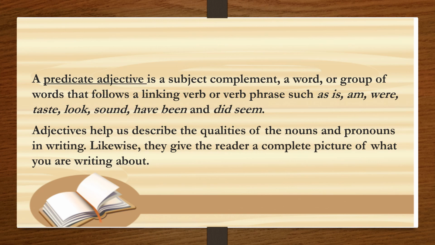A predicate adjective is a subject complement, a word or group of words that follows a linking verb or verb phrase such as is, am, were, taste, look, sound, have been, and did seem. Overall, adjectives help us describe the qualities of nouns and pronouns in writing. Likewise, they give the reader a complete picture of what you are writing about.